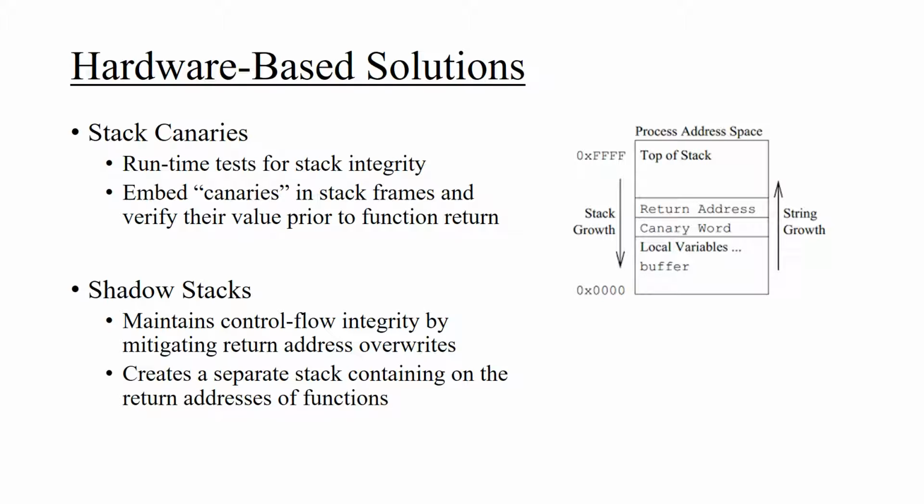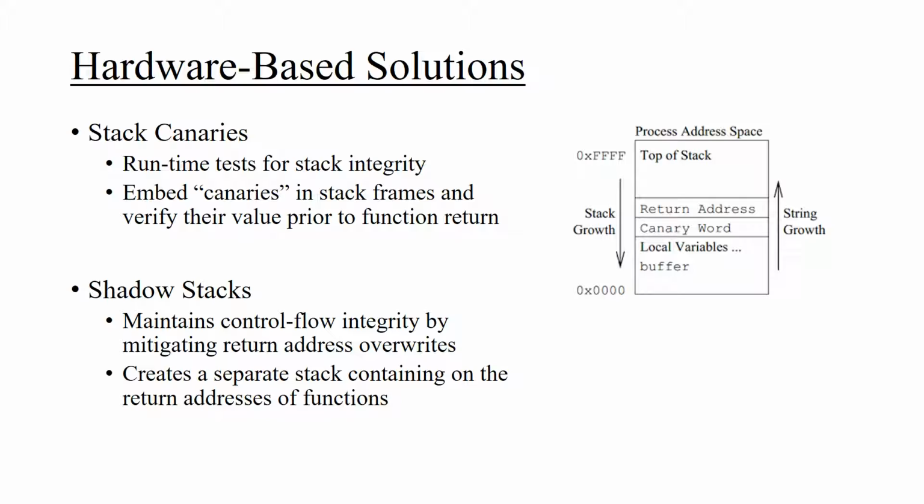Beginning with the hardware-based countermeasures, stack canaries work by placing a random value, known as a canary, between the local variables and the return address. When a function attempts to return, the canary value is checked before the return is executed. If the value of the canary does not match, stack smashing is detected and the program is terminated or an error is thrown to the user.